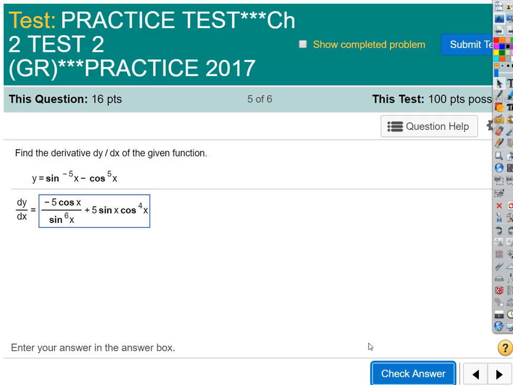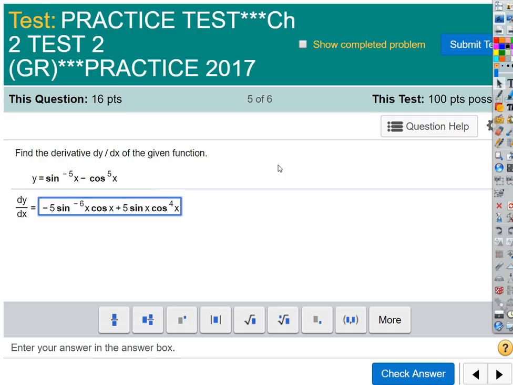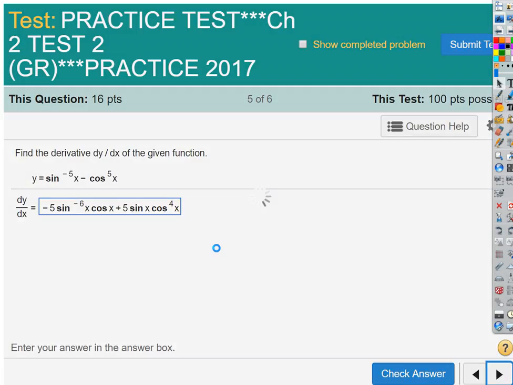Can I still check it? Can I check it again if I change it? Yeah. Okay. So, can I just delete again? Will it go? There we go. So what was it? Negative 5 sine, oh, sorry. Sine negative 6x, cosine x. Okay? Yep, it's fine. Okay. All right, so last one.